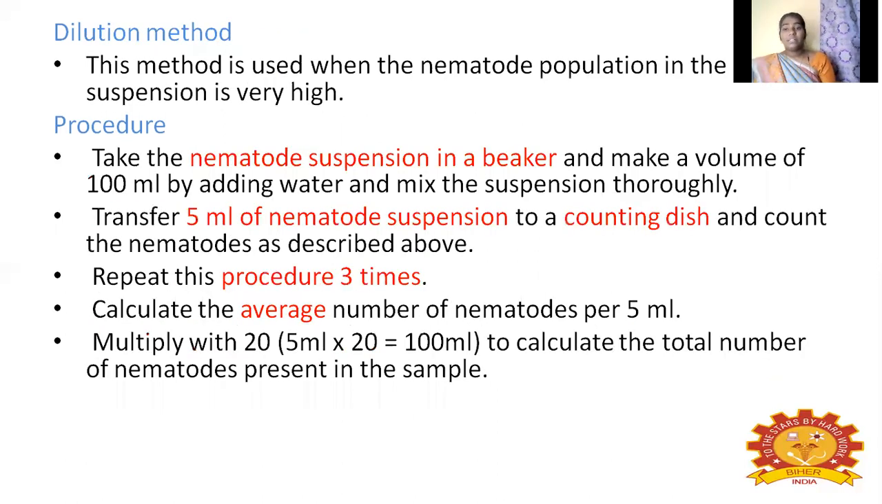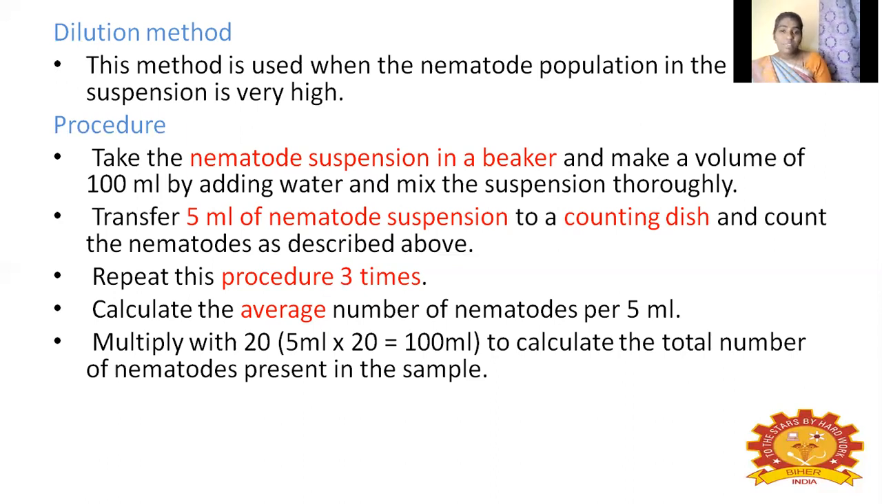Next one, the indirect method or dilution method. This method is used when the nematode population in the suspension is very high. So if in a collected suspension the population is very high, we can use this dilution method. What is the procedure? Take the nematode suspension in a beaker and add water to make a volume of 100 ml. Mix the suspension thoroughly.